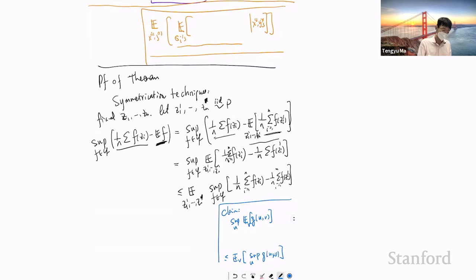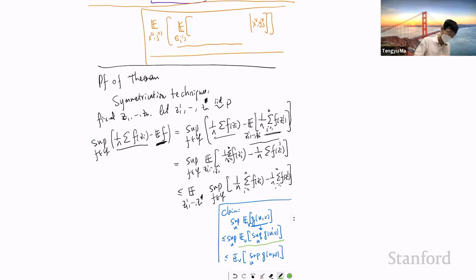And why is this true? You can have an intermediate step, where you take the sup over u, take the expectation over v, and bound this g(u, v) by the sup over u prime of g(u prime, v). This inequality is very simple, because the term is term-wise bounded by the sup. And once you do this sup, this whole thing doesn't depend on u anymore.